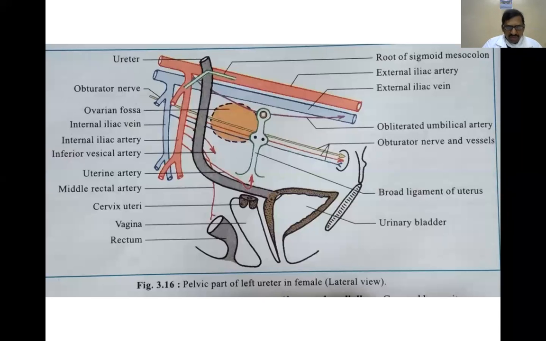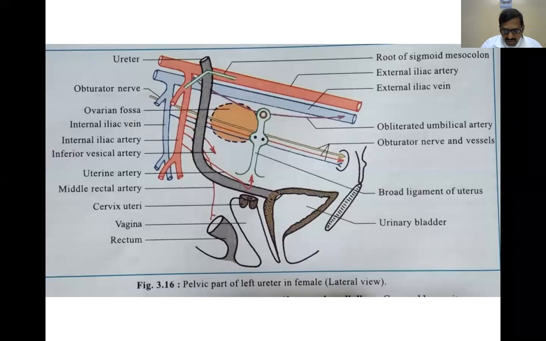And here the ureter is also supplied by the T10 to L1 segments of the thoracic and lumbar sympathetic chain. Because of this reason, if there is a calculus in the ureter, it produces radiation of pain from loin to groin. That is also another important clinical aspect.